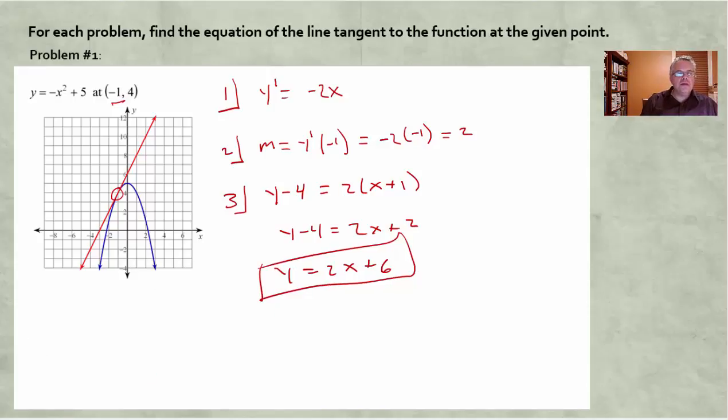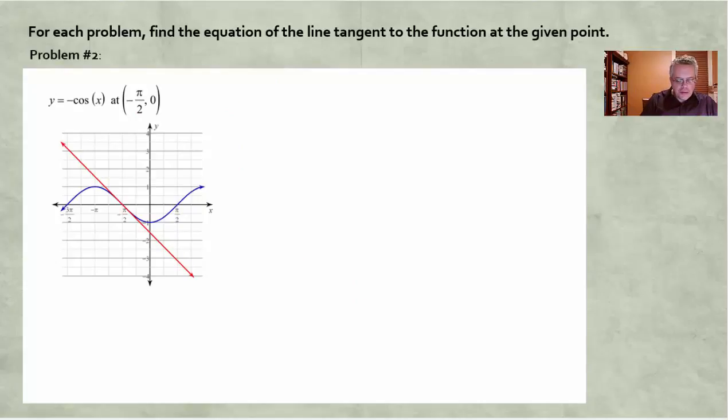All right, let's take a look at another example. This one has a trig function, y equals minus cosine x. And again, the function is shown in blue. We want to find the tangent line at negative pi over 2 comma 0. That's this point right here. And again, the red line represents the tangent to the graph.